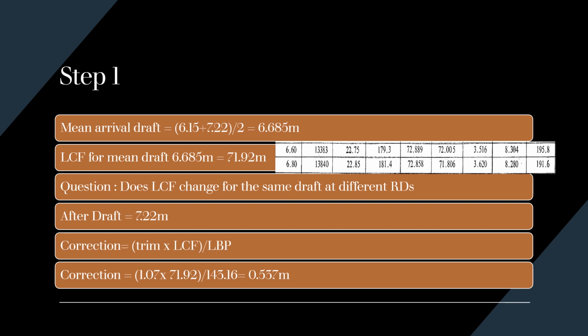Now moving on, we know that the after draft is 7.22 meters. What have we learned from part 1 of our video? That the correction is equal to trim into LCF divided by LBP. You substitute the values and you'll get the correction as 1.07, which is the trim difference between 7.22 and 6.15, into 71.92, which is our LCF for the mean draft, divided by the LBP of MV Hindship, which is 143.16, and so you get your correction as 0.537. Now let's move on.